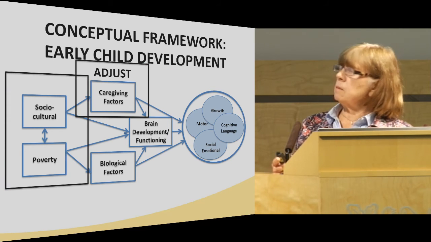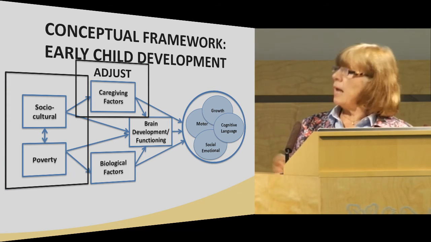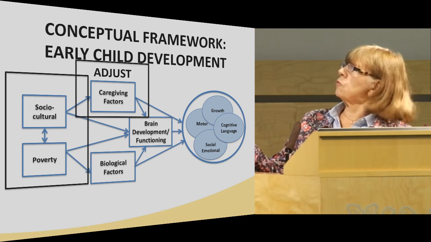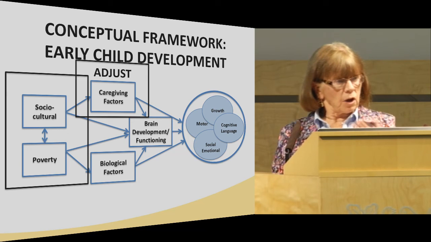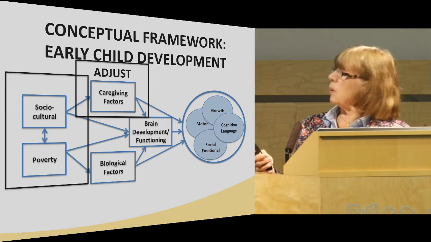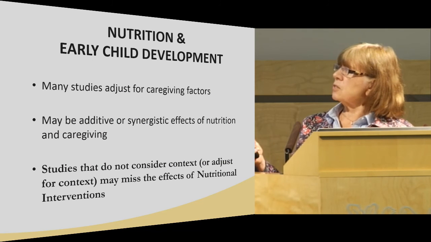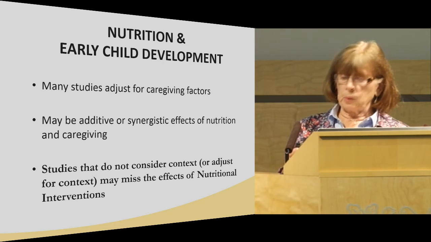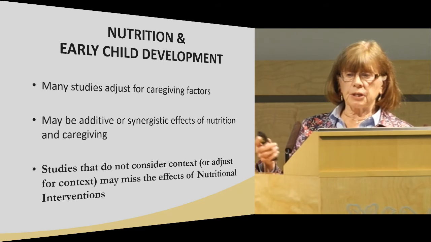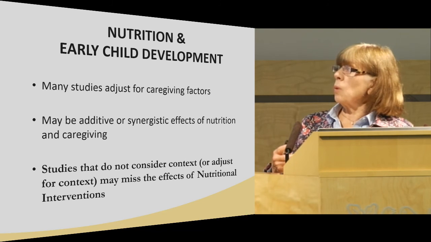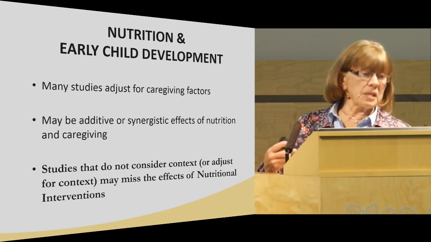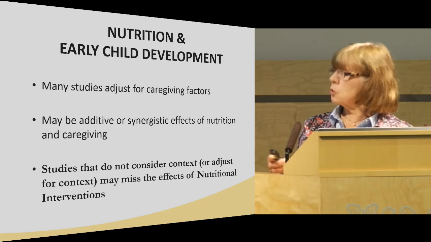And what happens in many of our studies is that we've just adjusted for these poverty and sociocultural factors and caregiving factors. They're kind of pesky, so we get them out of the way. But what happens is that if we adjust for those, then we have given up looking for additive or synergistic effects of nutrition and caregiving. So if we don't consider the context, then we may actually be missing what the nutritional interventions do.